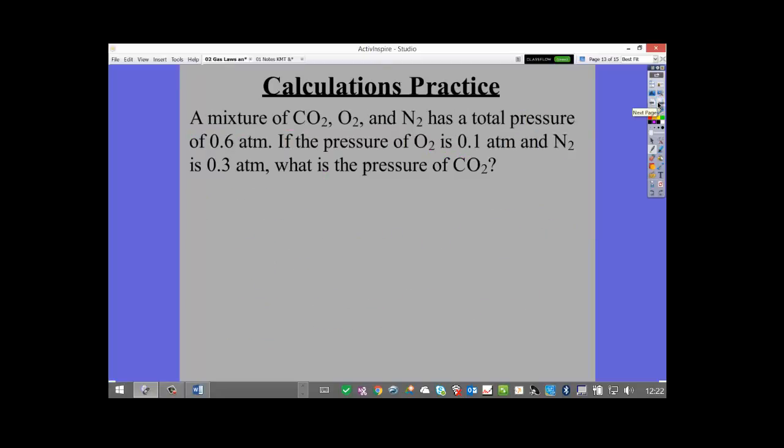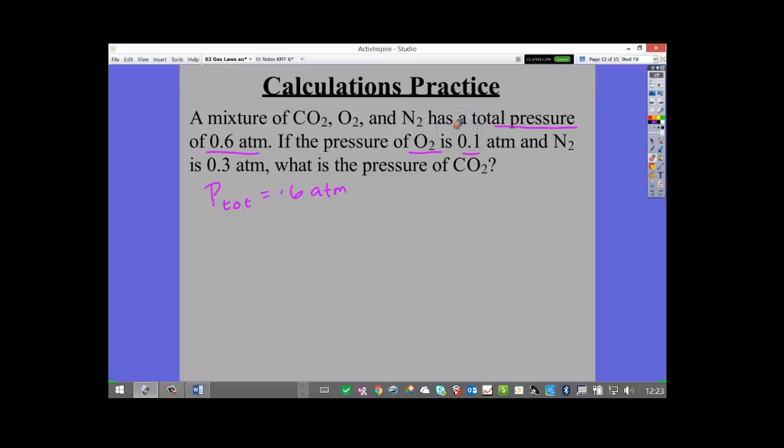It says a mixture of CO2, O2, and N2 has a total pressure of 0.6 atmospheres. Okay, so my P total is 0.6 ATM. If the pressure of O2 is 0.1 ATM, that's gonna be my P1.